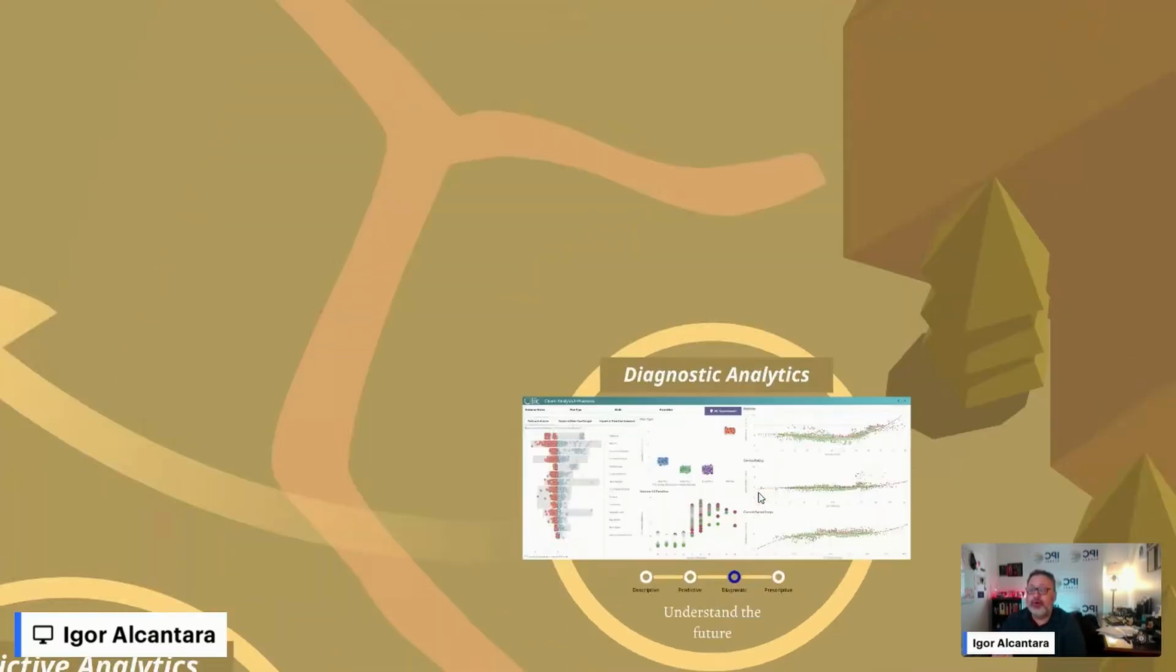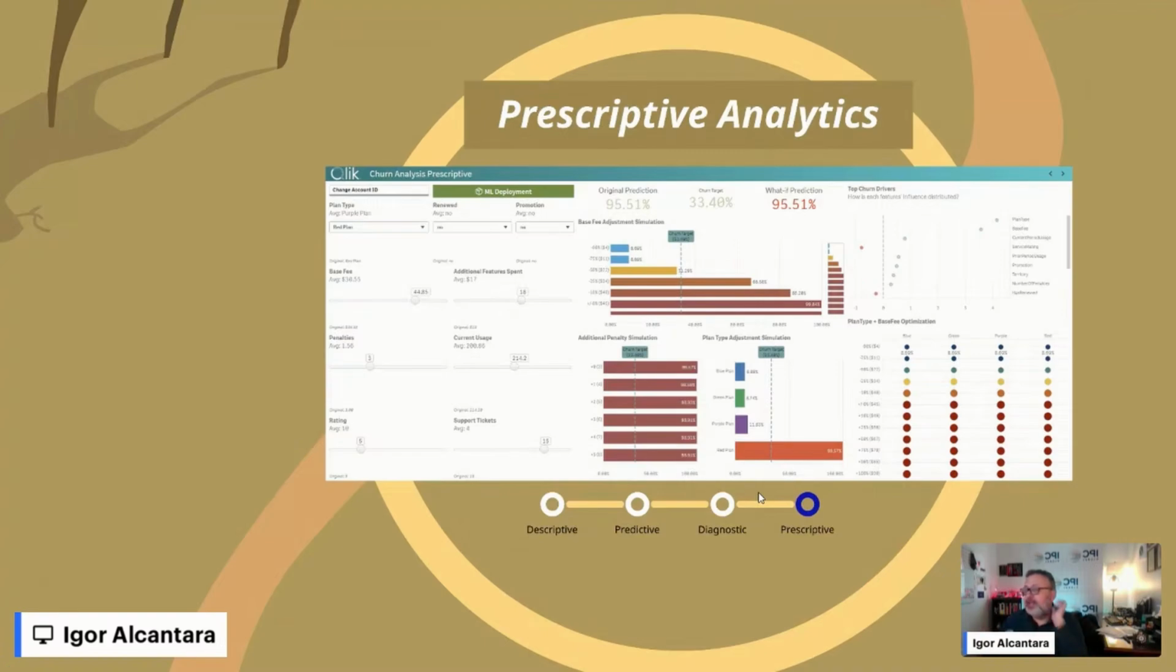Then we go to the fourth stage in our analytics journey. The prescriptive analytics is where you can run simulations and you can understand exactly what you need to do to overcome a bad prediction or to confirm a good prediction. Learn what's working to reapply to other areas and avoid what is not working. That's the beauty of prescriptive analytics. So if descriptive shows you the present and the past, predictive predicts the future, diagnostic understands the future, prescriptive allows you to change the future. And that's the real power.